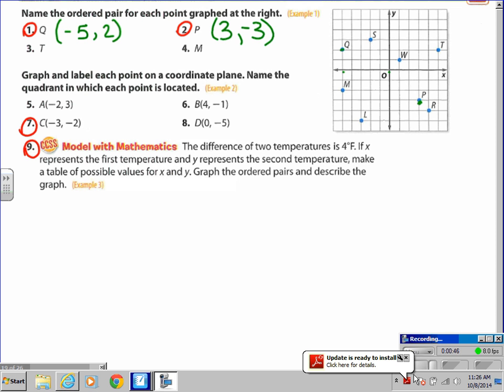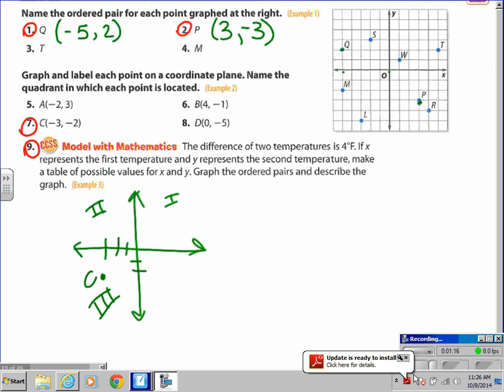Great. Number 7, you need to graph. If you did a quick graph, and again, you can plot all of your points on one graph, but for C, it would be a negative 3, and then a negative 2, and then what quadrant is it in? Yes. It's in quadrant, yep, because this is quad 1, 2, and again, we use Roman numerals, so that is quad 3, and then make sure you also label that point when you do these on your assignment today.